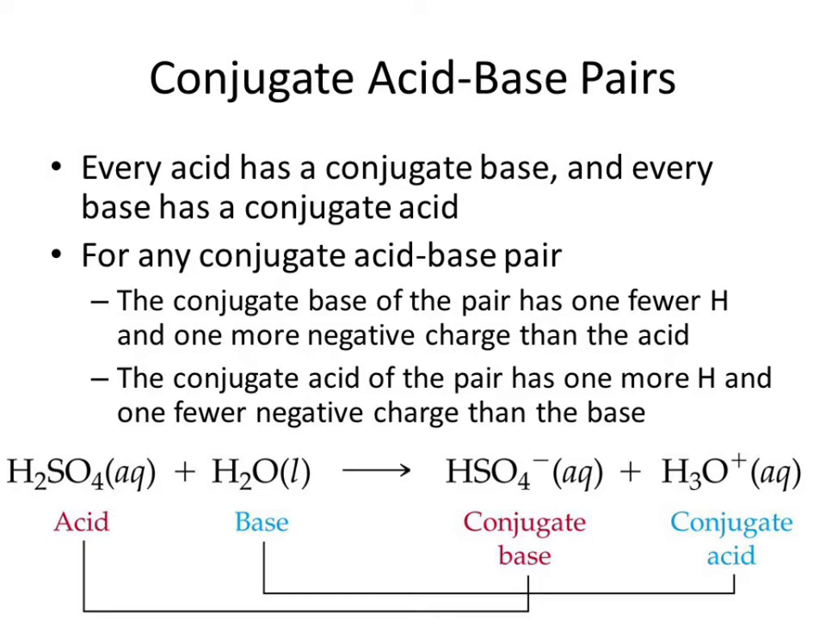Okay, for our acid-base conjugate pairs, the conjugate base of the pair has one fewer hydrogen and one more negative charge than the acid does, and then the acid has one more hydrogen and one fewer negative charge. So here I have water and hydronium. So I've gained an extra hydrogen and I've gained a positive charge. I've gained an extra proton. And here I have sulfuric acid and hydrogen sulfate as my conjugate base. So you have an acid and a conjugate base. You have a base and a conjugate acid.